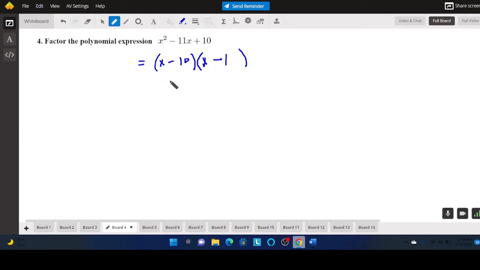You can double check this using multiplication, distributive property, box method, or FOIL to bring you back to the original polynomial expression.